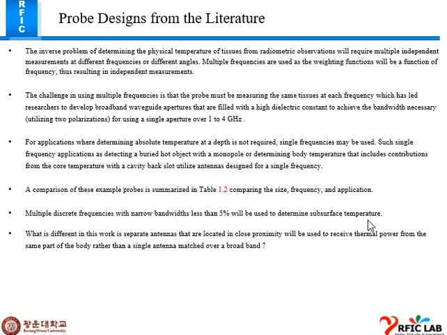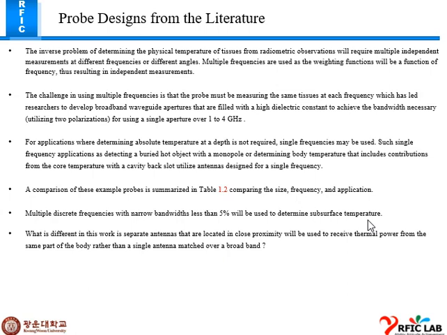The challenge in using multiple frequencies, as I said in the previous point, is that the probe must be measuring the same tissues at each frequency, which led researchers to develop broadband waveguide apertures filled with a high dielectric constant material to achieve the bandwidth necessary for using a single aperture over 1 to 4 gigahertz. In applications where absolute temperature at depth is not required, a single frequency may be used.